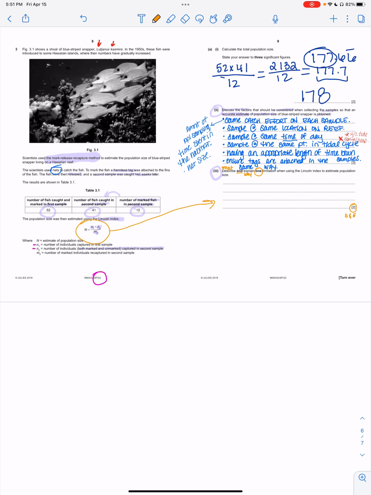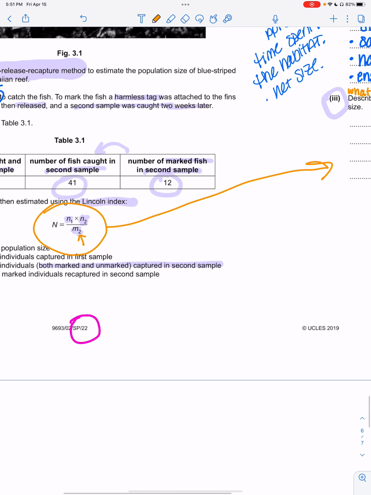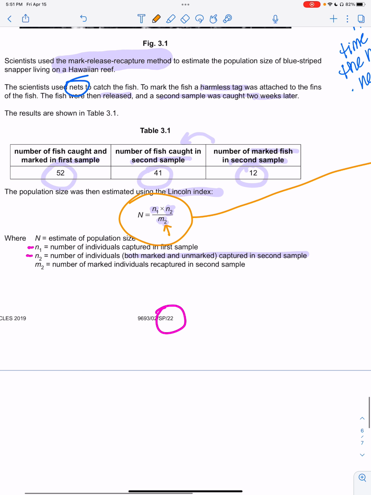If a tag falls off, well, then the number that you're dividing by is actually going to be lower than what it should be, because now a tagged individual doesn't have that tag anymore. So now we're dividing by a smaller number, which will make your overall population look much bigger.